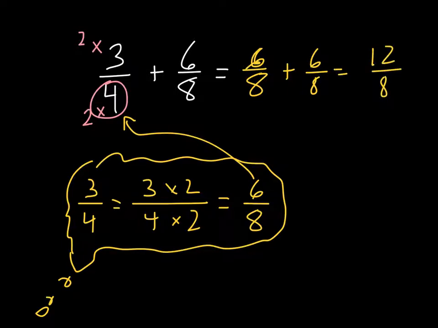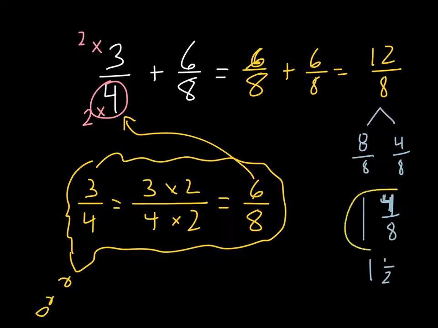Now, of course, I don't want to leave my fraction as 12/8. I want to decompose this. So here I've got 8/8 and 4/8 left over. So this is 1 whole and 4/8. And since we've been practicing simplifying fractions into their lowest terms, this ends up becoming 1 and 1/2. But if you got your answer as 1 and 4/8, that would be absolutely correct.